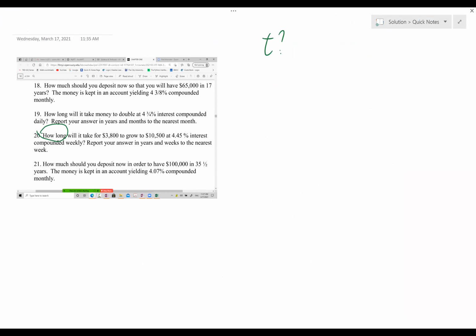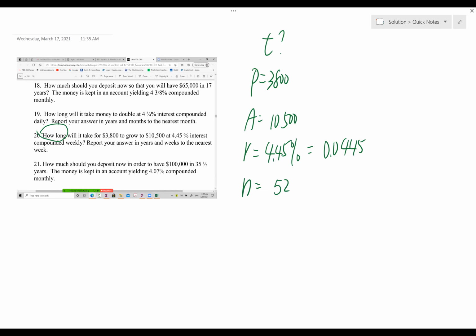And we know the beginning balance, the principal, is 3,800, right? And it grows to 10,500. That's the ending balance, $10,500. The rate is given. It is 4.45%. When you go decimal, 0.0445. And we also know the compounding period, which is weekly, meaning 52 weeks in a given year. Now we have all 4 elements. And the only thing we don't know is time t, right? So 5 variables, if you know 4 of them, then the missing one we'll be able to figure out.